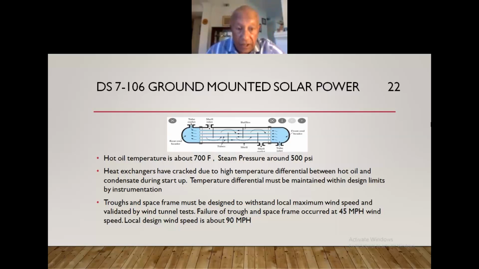And these troughs and space frame that I showed before, they failed severely in a local windstorm of 45 miles per hour. And in this particular area, the design wind speed should be 90 miles per hour. They reassured us they had designed it to 90 miles per hour, but it failed at 45. Basically, what they did, they took a lot of relaxation in the factor of safety and screwed up their design. So our recommendation in the standard is that it has to be tested in a wind tunnel. That's the genesis of that recommendation.